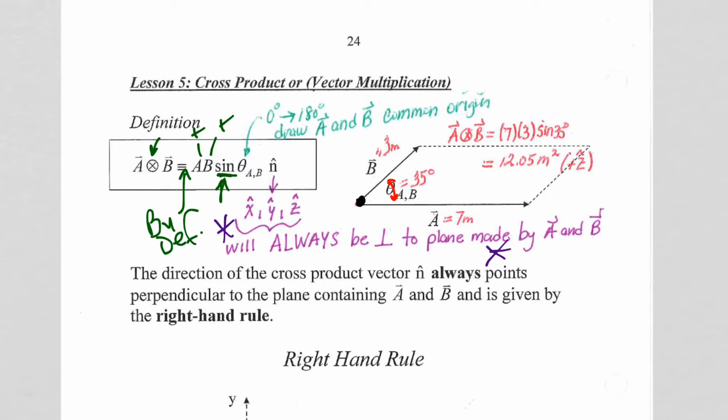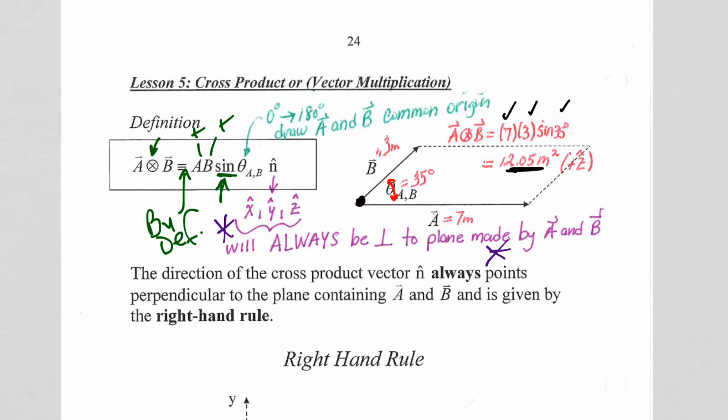So we have the magnitude of vector A. In this case, we were given a 7. We have the magnitude of vector B, which is 3. We're taking the sine of 35 degrees, and we get our answer, 12.05. So that will always be positive. When we do AB sine, we will always get a positive answer when we do that multiplication.